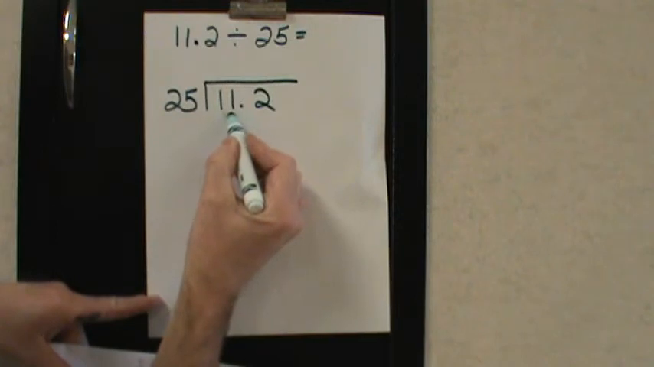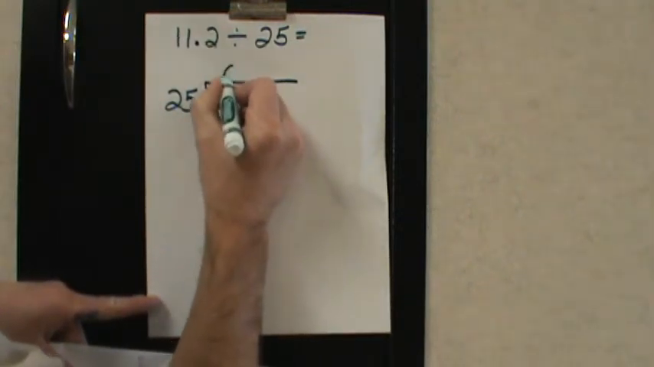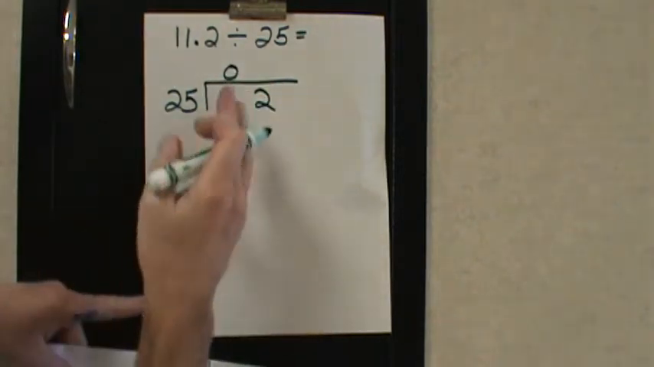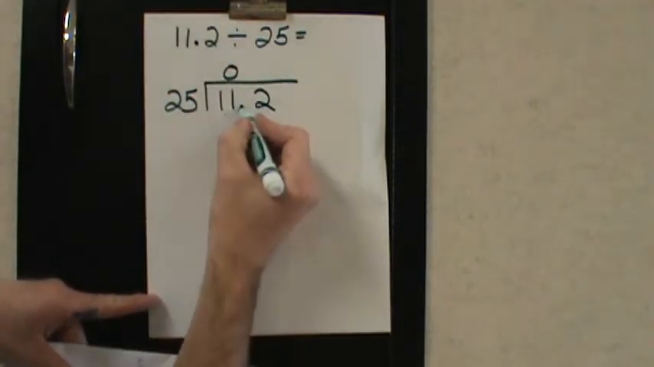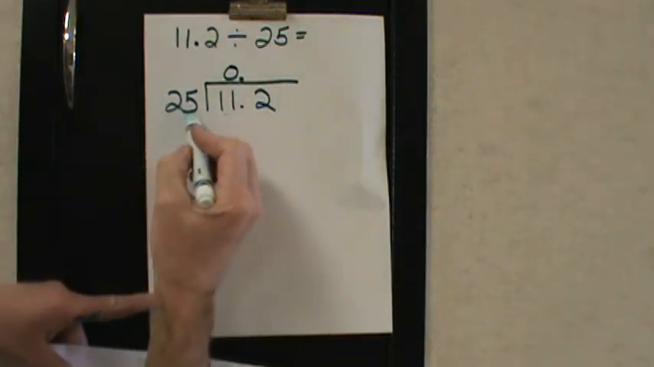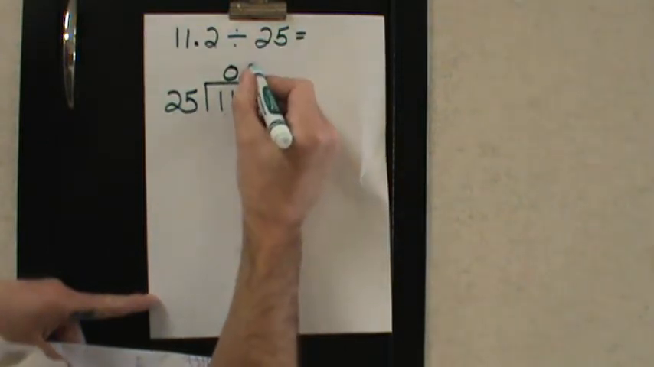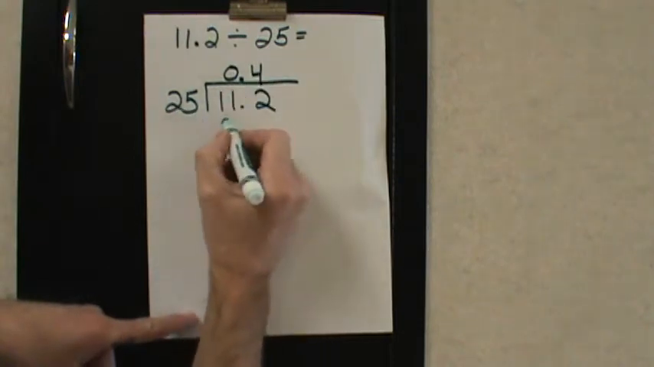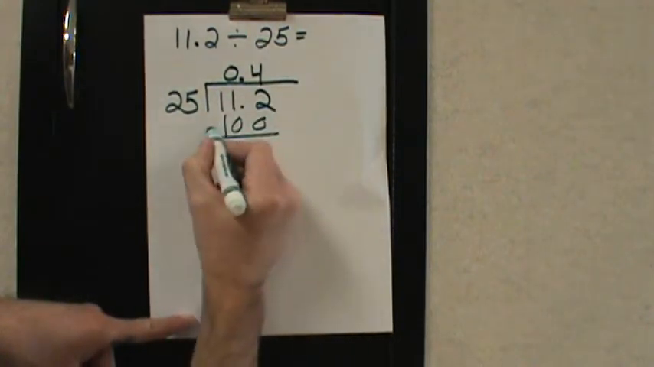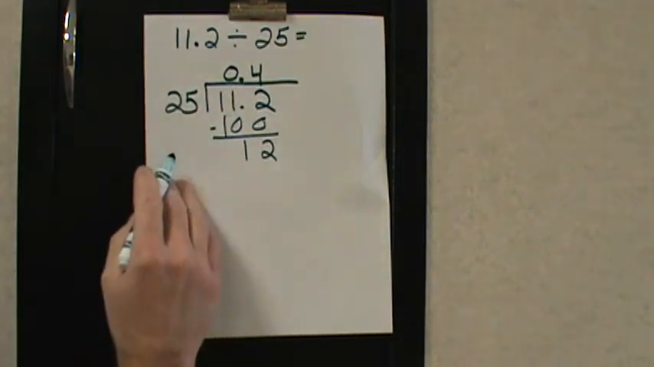25 into 11, well, it can't go into 11. That is the ones place, so we're going to put a 0 there to indicate that there's no whole numbers. Take your decimal point up, and then ask yourself, how many times does 25 go into 112? Well, it will go into 112 a total of 4 times. 4 times 25 is 100. Subtract, and you have 2 and 1.